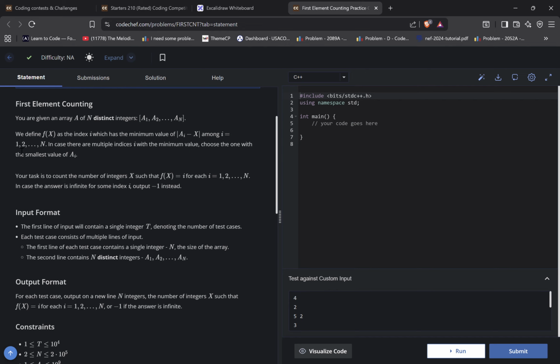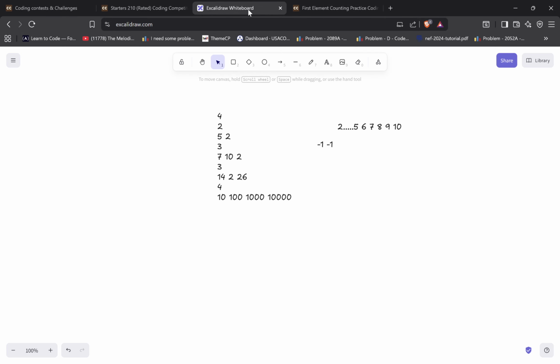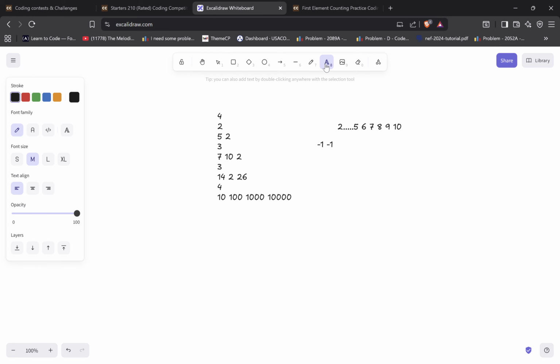In case there are multiple indices i with the minimum value, choose the one with the smallest value of A[i]. Basically, what is happening here is this will occur in these two cases. Let me just take one of them.